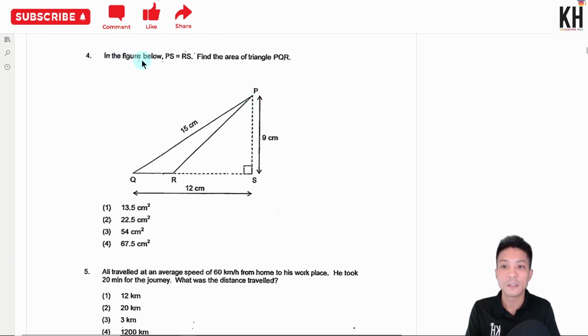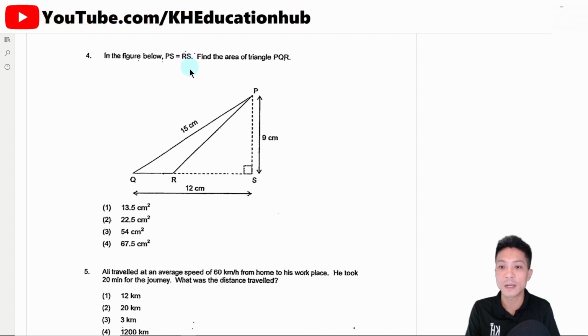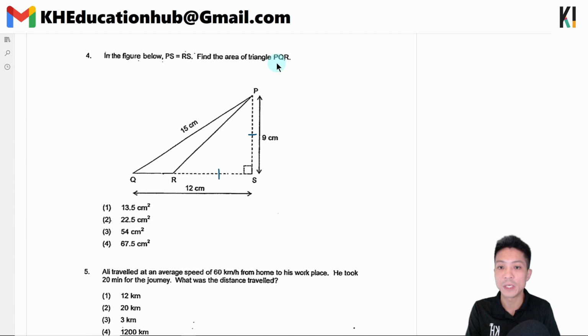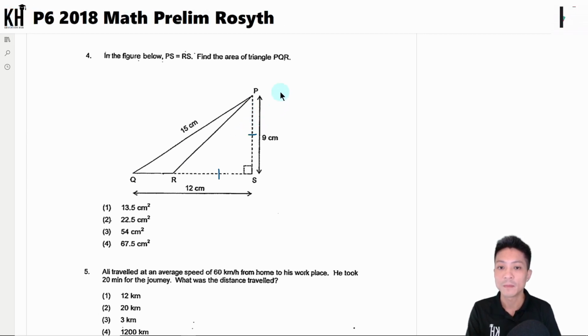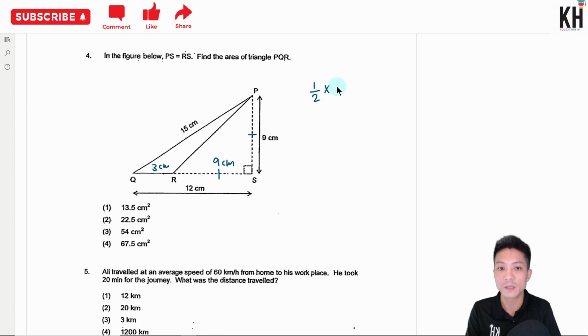Question 4, in the figure below, PS is equals to RS. So PS over here is equals to RS. Okay, so these two are the same. Find the area of triangle PQR. Okay, so in order to find the area of the triangle PQR, we just need to find the base and the height, right? So this is also 9 cm. Okay, 12 minus 9, which means that this is a 3 cm. Okay, so half times base times height, which will give me a 27 over 2.